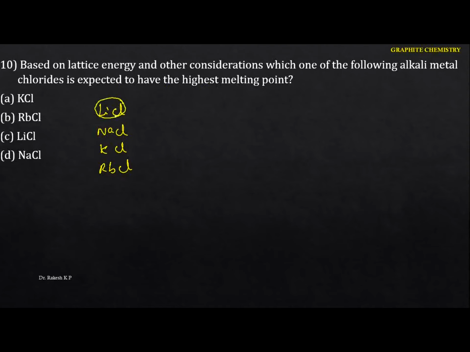Among the first group alkali metal chlorides here, lithium chloride is covalent in nature. Lithium chloride will be covalent in nature, so we can't identify the highest melting point there. Okay, but come to the rest of the salts here. So now we can identify. The lithium has some covalent character. But see what comes next here, that is the lattice energy.